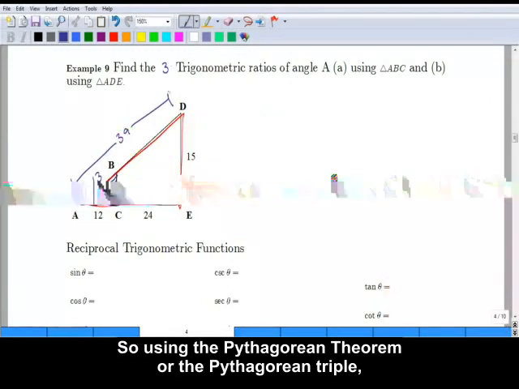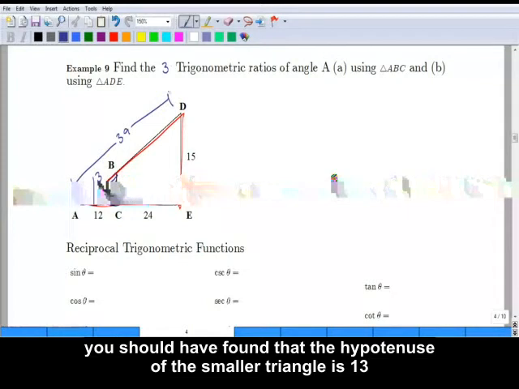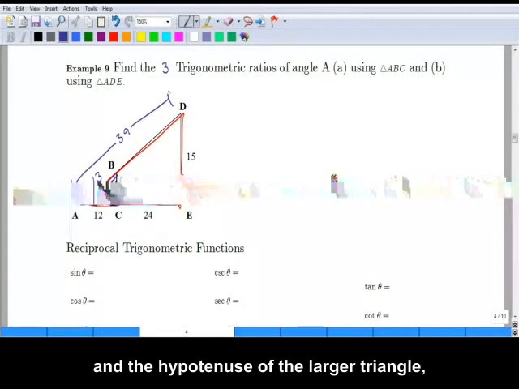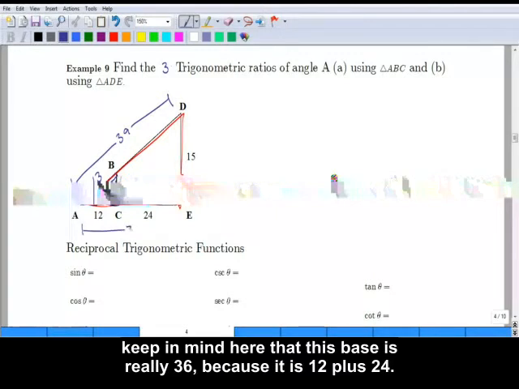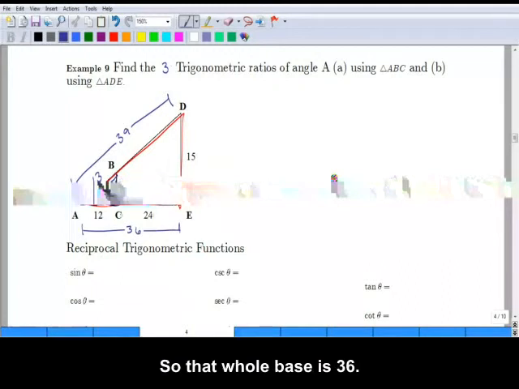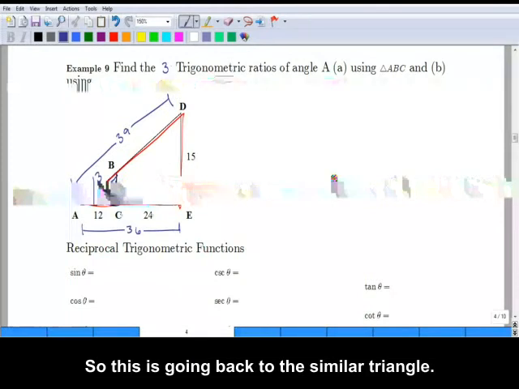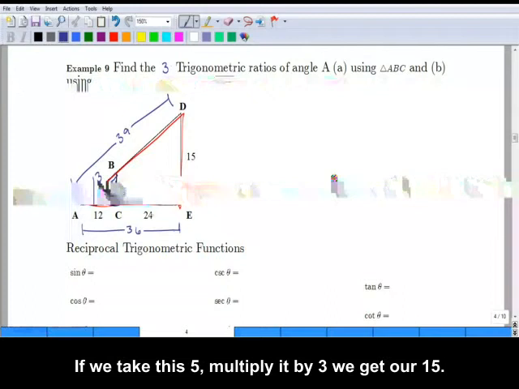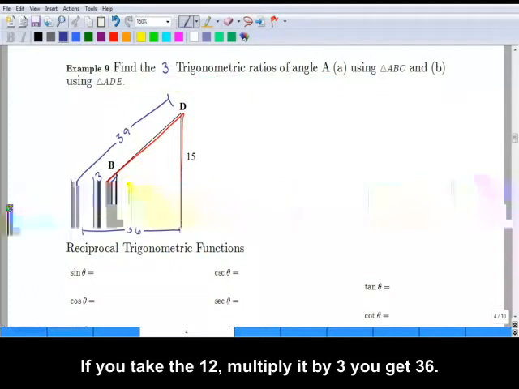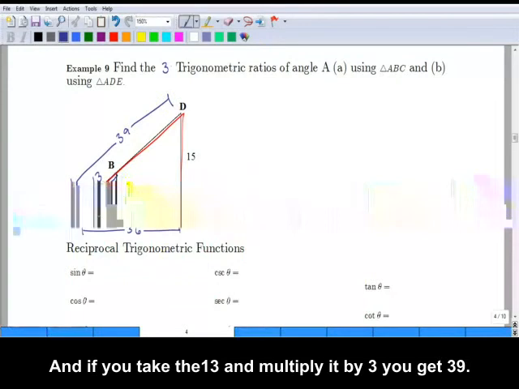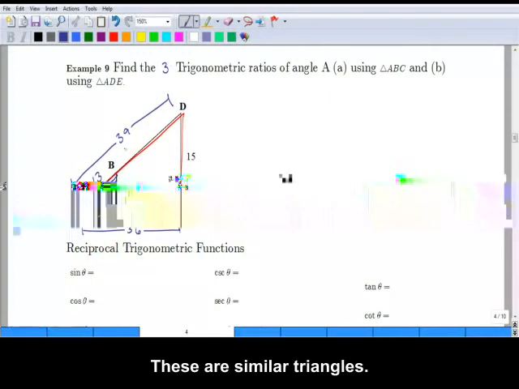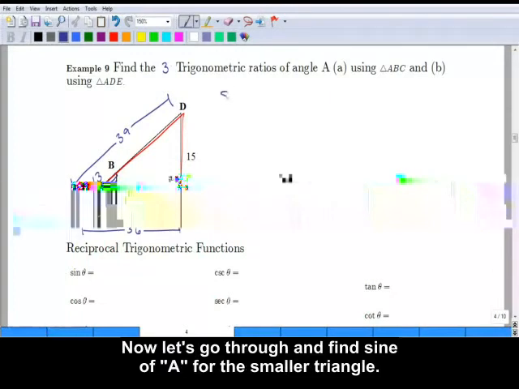So using the Pythagorean theorem or the Pythagorean triple, you should have found that the hypotenuse of the smaller triangle is 13, and the hypotenuse of the larger triangle, keep in mind here that this base is really 36, because it is 12 plus 24, so that whole base is 36. So this is going back to the similar triangle. If we take this 5, multiply it by 3, we get our 15. If you take the 12, multiply it by 3, you get 36. And if you take the 13 and multiply it by 3, you get 39. So those are all the same ratio. These are similar triangles.